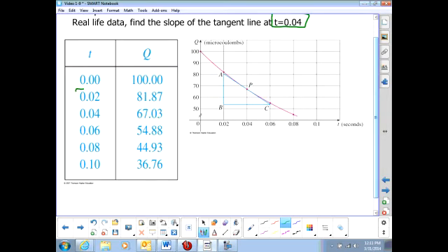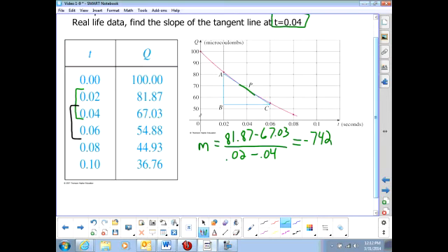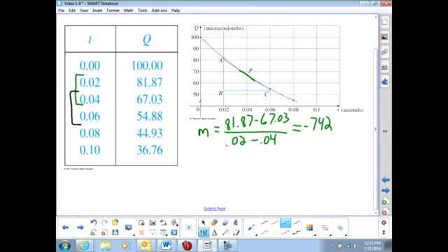What we can do is find the slope of the secant line with the 2 points above, and then also do the slope of the secant line with the 2 points below, and then average that, and that should be a pretty good approximation of what our slope is at that instant of 0.04. So using our green ones there, the 0.02 and the 0.04, we can say that our slope is 81.87 minus 67.03 over 0.02 minus 0.04. We can plug that in, and we would find that our slope for those two is negative 742. And that makes sense. Our slope looks like it should be negative there.